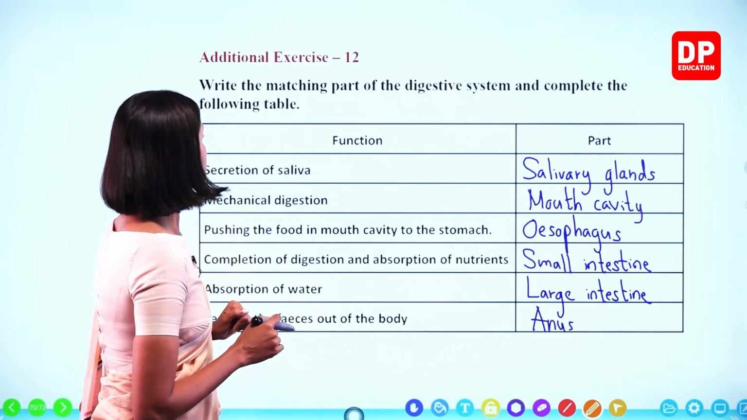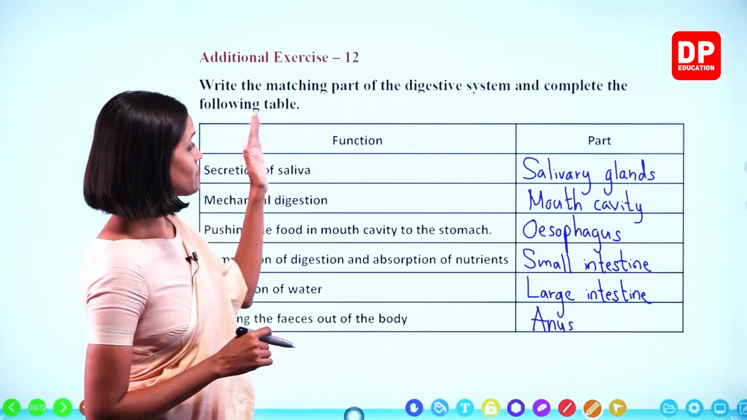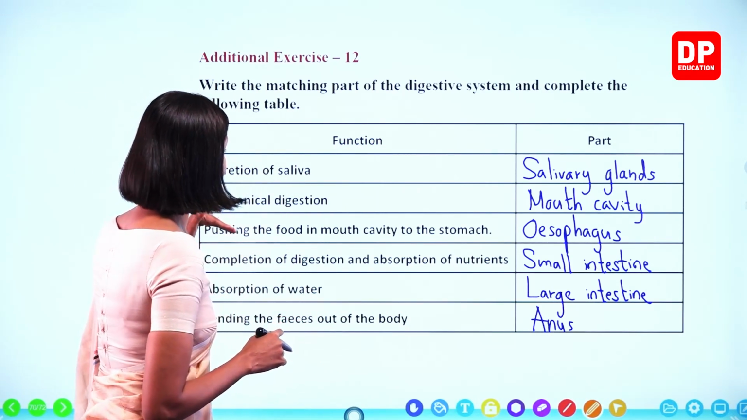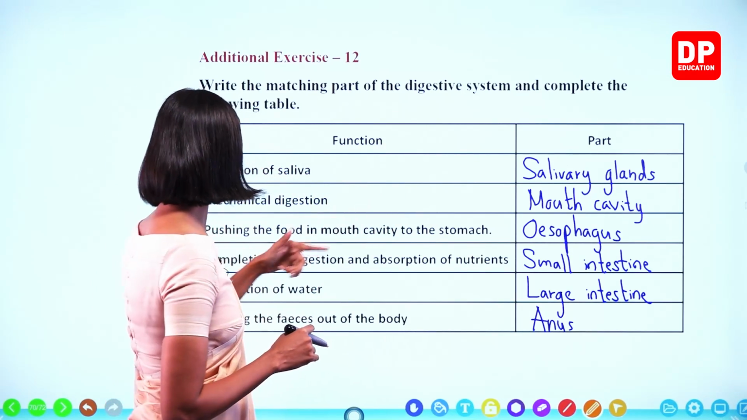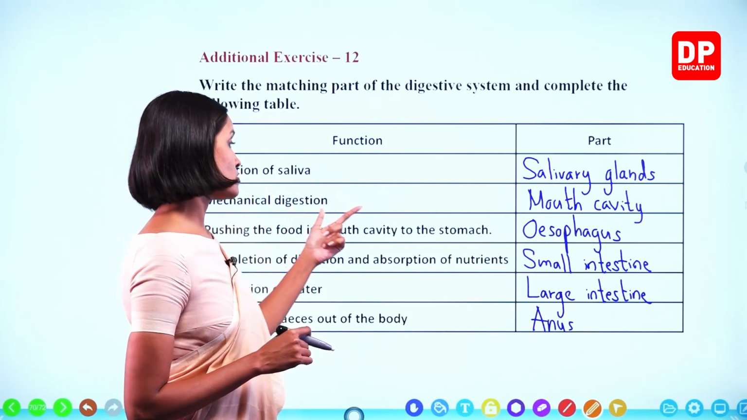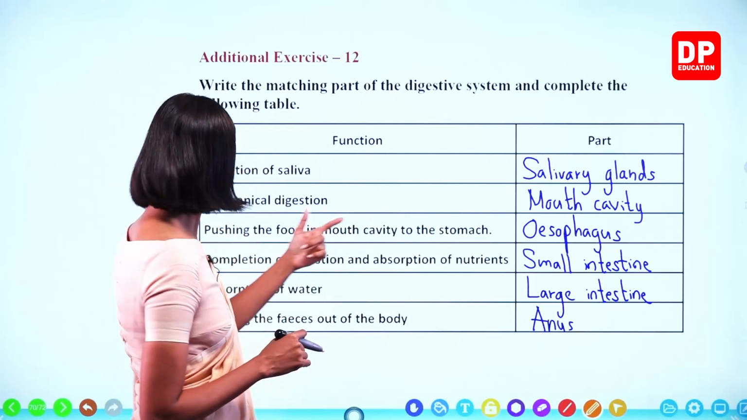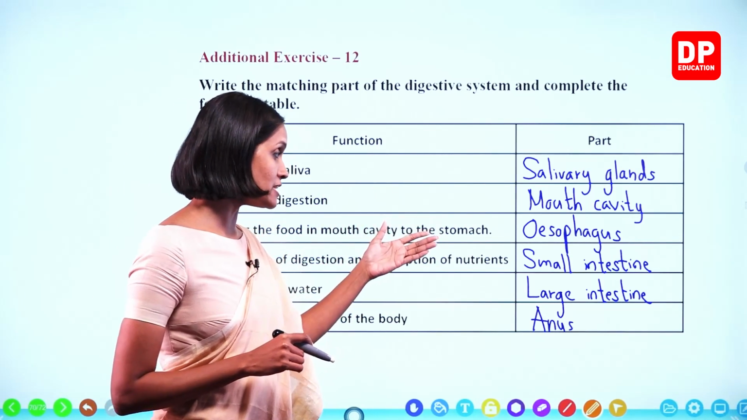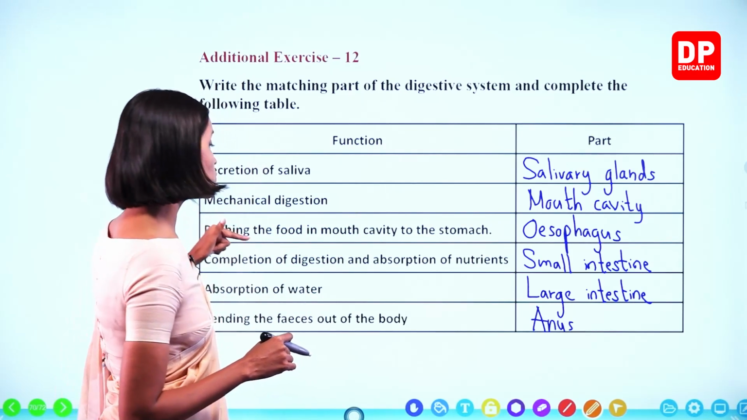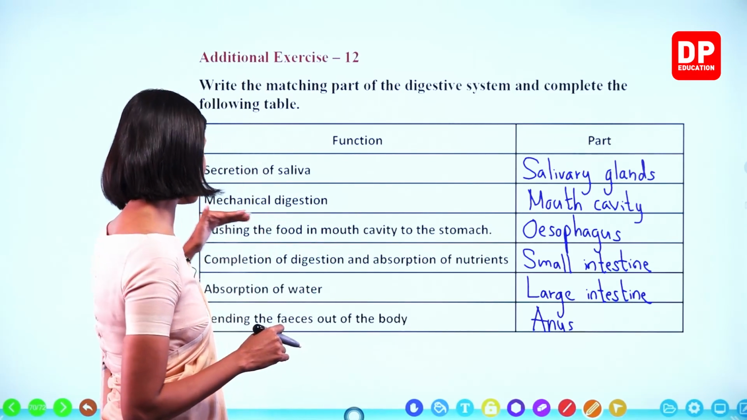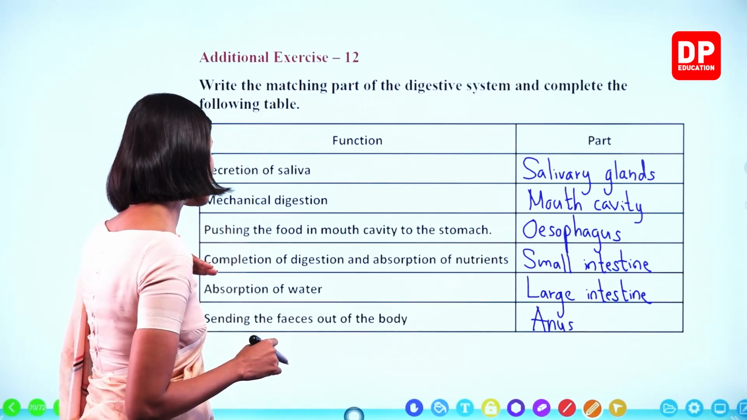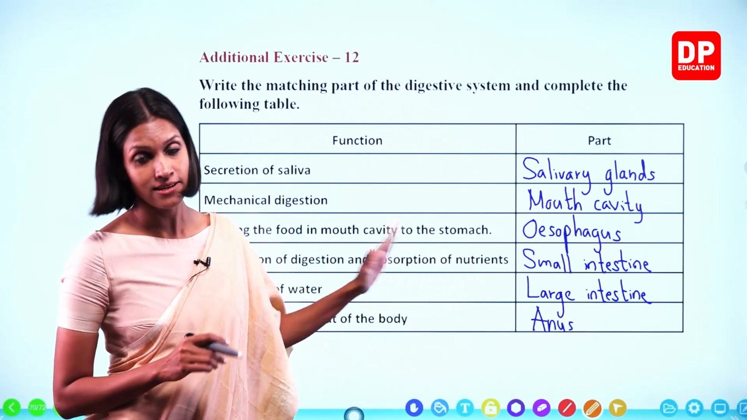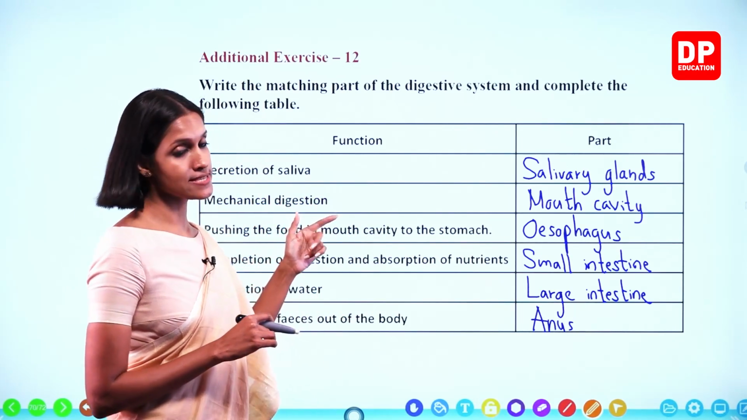Right. So secretion of saliva is done by the salivary glands. Mechanical digestion is done by the mouth cavity. Pushing the food in mouth cavity to the stomach is done by the esophagus. Completion of digestion and absorption of nutrients done by the small intestine. Absorption of water is done by the large intestine. And finally, sending the feces out of the body is done by the anus. Right, children? We'll move on to the next.